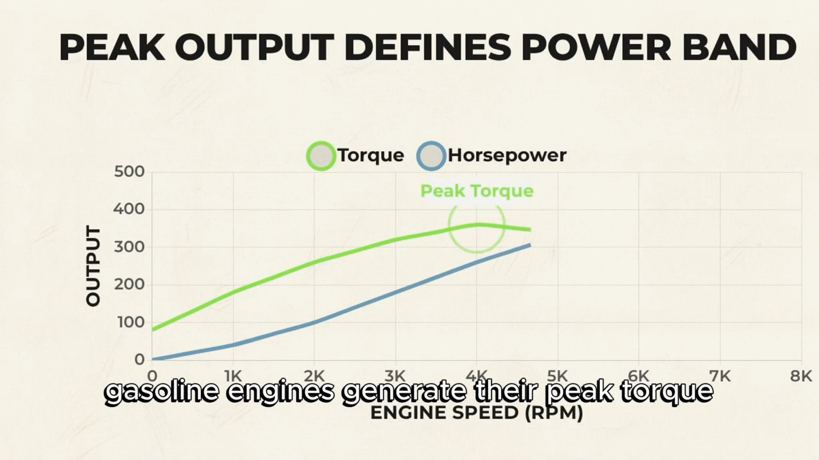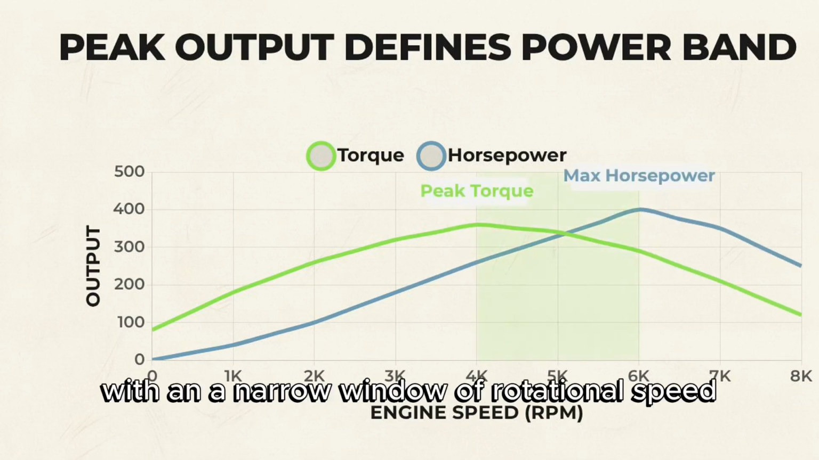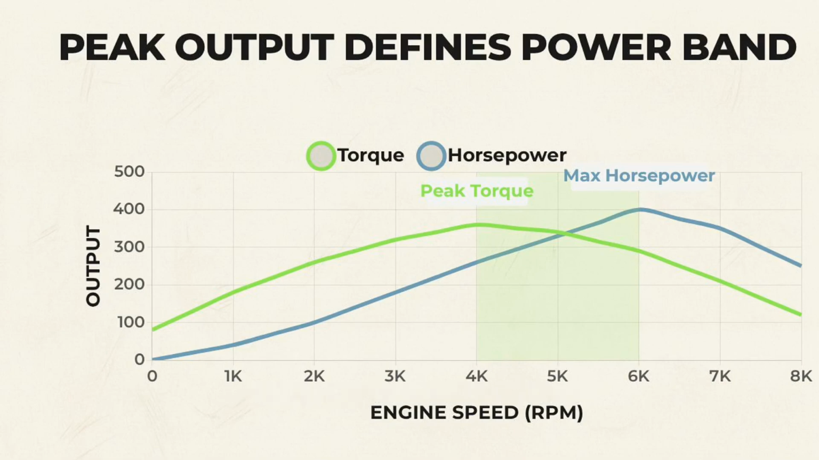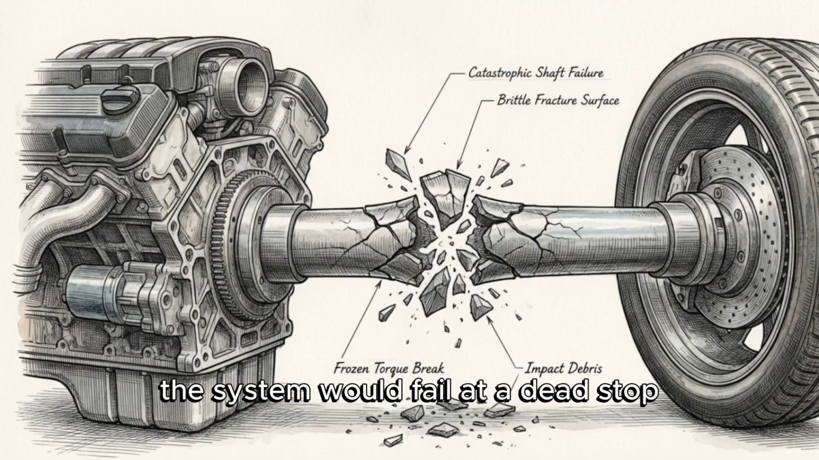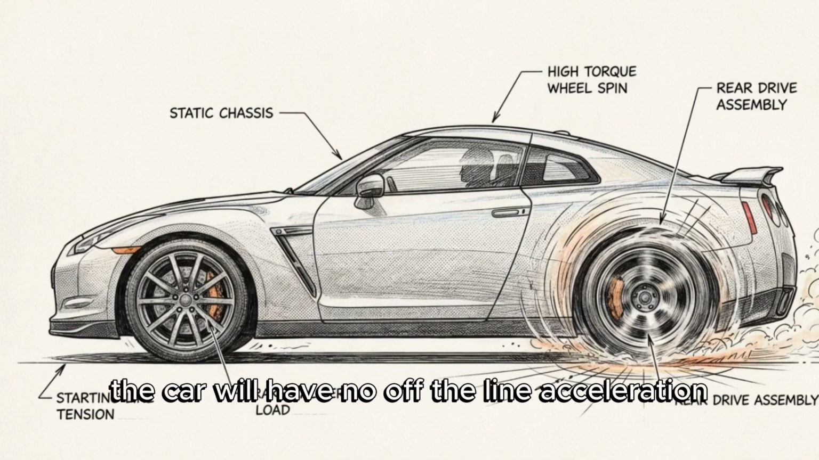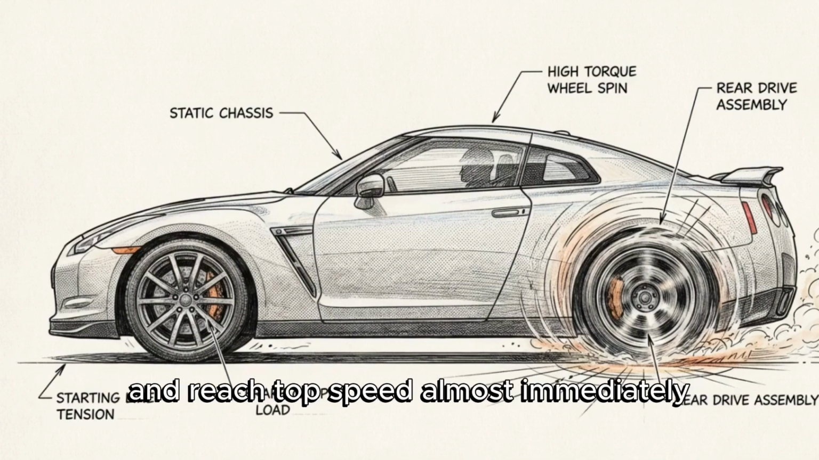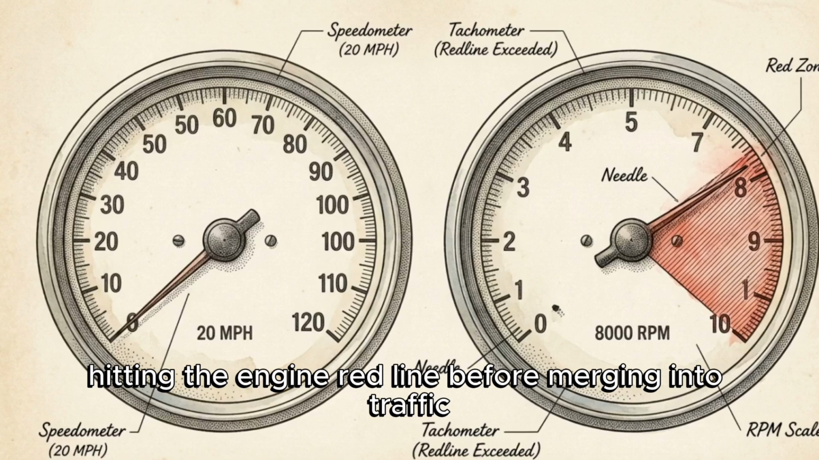Gasoline engines generate their peak torque and maximum horsepower within a narrow window of rotational speed, known as the power band. If you directly couple that spinning crankshaft to the drive wheels, the system would fail. At a dead stop, the load of the wheels would force the engine to stall. Even if you could get moving, the car would have no off-the-line acceleration and reach top speed almost immediately, hitting the engine red line before merging into traffic.